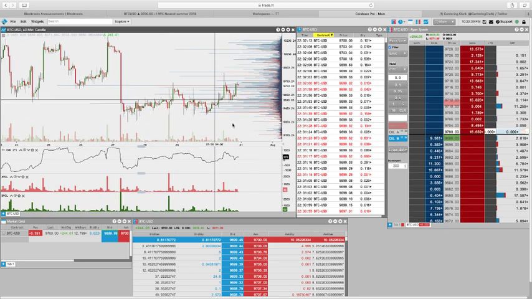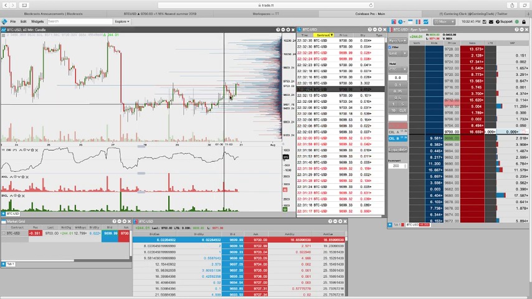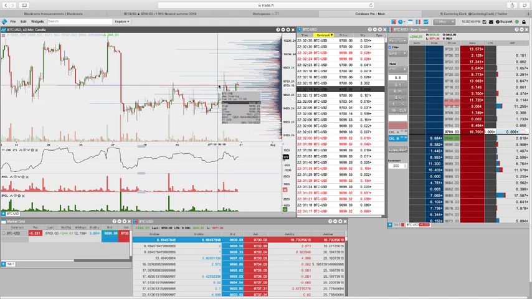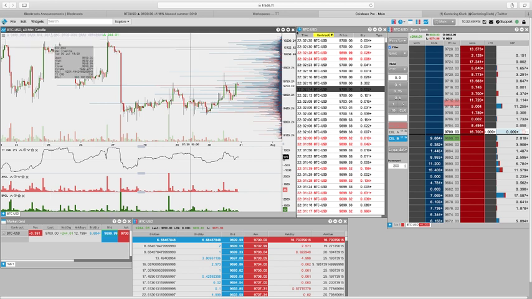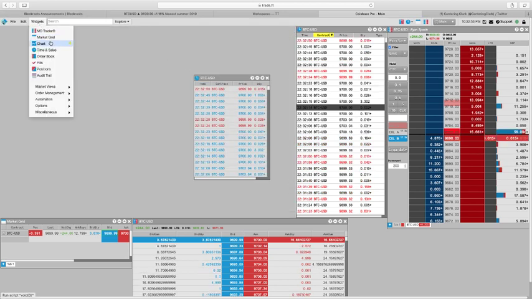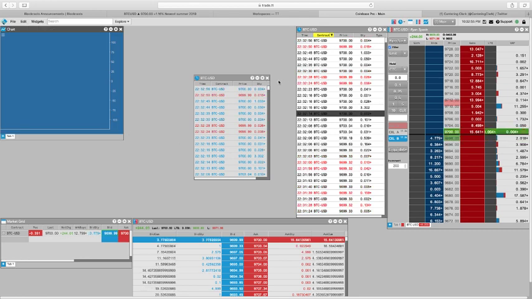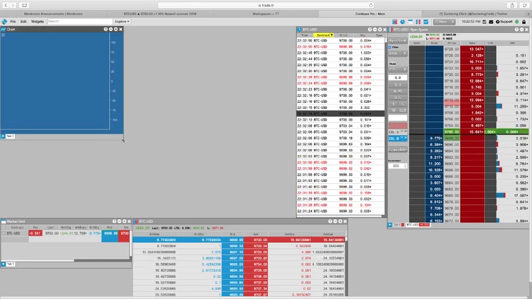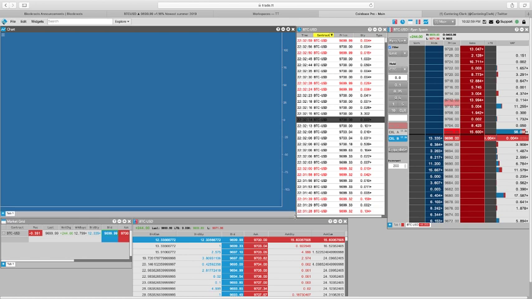Why is it stalling up like that? Sorry about that, guys. Something's up. Let me just get rid of this real quick because now this is a pain in the butt. Just add that again. We'll just add the basic chart. Excuse us for this mistake.